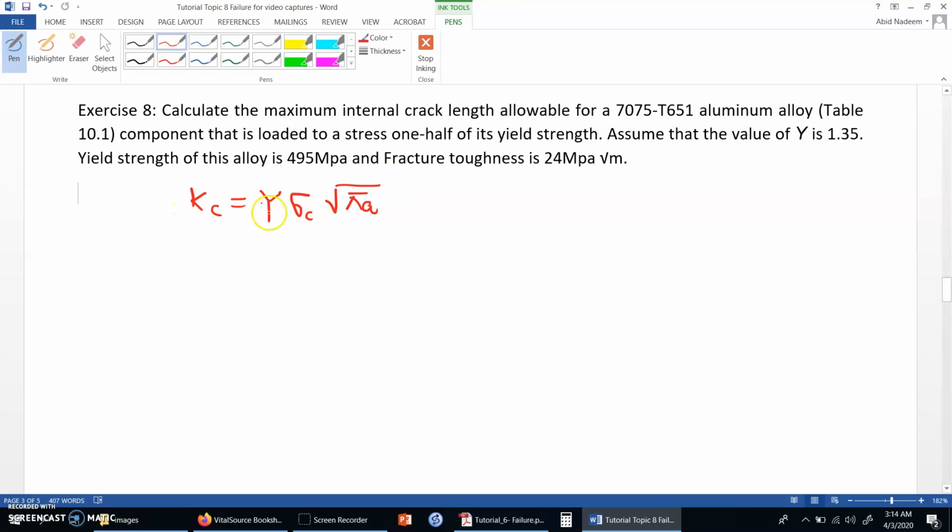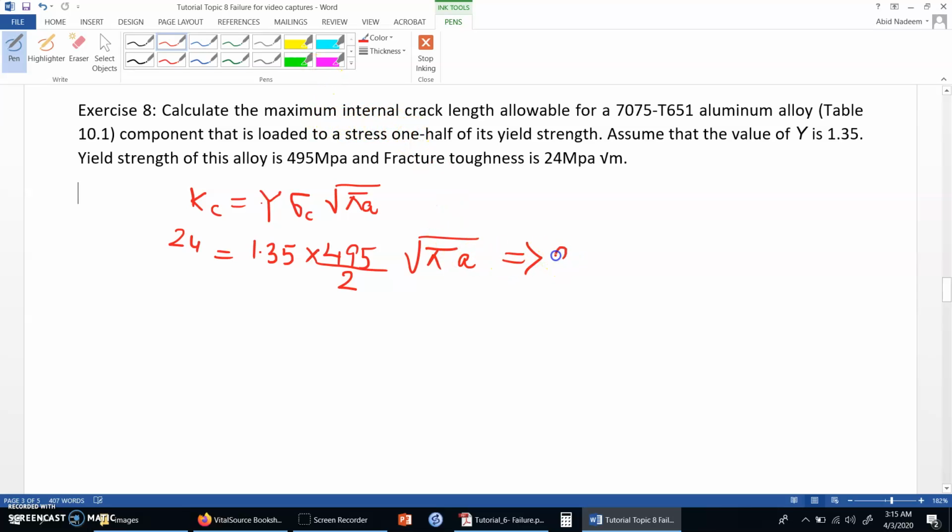So we know these values. 24 megapascal, Y is given as 1.35, and the stress is the limiting stress. Critical stress 495 megapascal, and the maximum loading which is applied is 1/2. So it should be 495 divided by 2 pi A. So A, of course, we need to find maximum internal crack length.